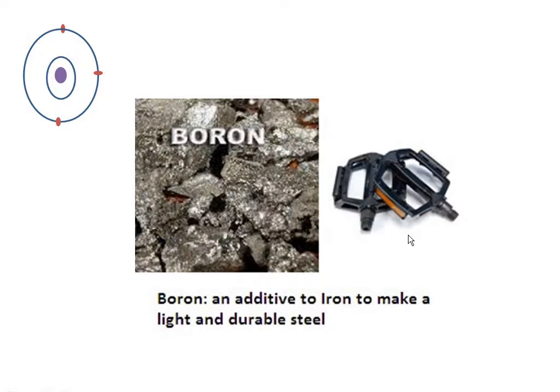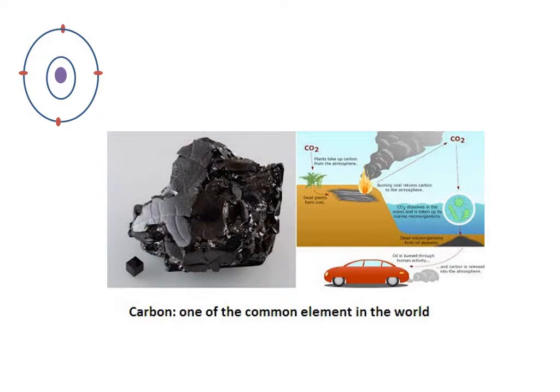The third element is boron, which has 3 electrons in the outermost shell. It is also an additive to iron to make a light and durable steel. The fourth element is carbon. Carbon has 4 electrons in the outermost shell.